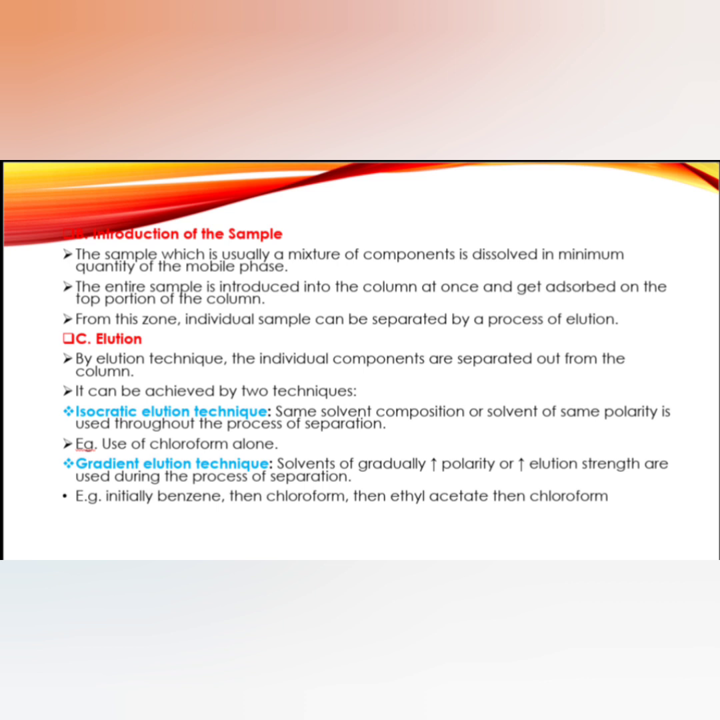And next one is elution. By the elution technique, the individual components are separated out from the column. It can be achieved by two techniques. One is the isocratic elution technique. The same solvent composition, or solvent of the same polarity, is used throughout the process of separation. Example, use of chloroform alone. And next one is the gradient elution technique. Solvents of gradually increasing polarity are used during the process of separation. Example, initially benzene, then chloroform, then ethyl acetate, and then chloroform.